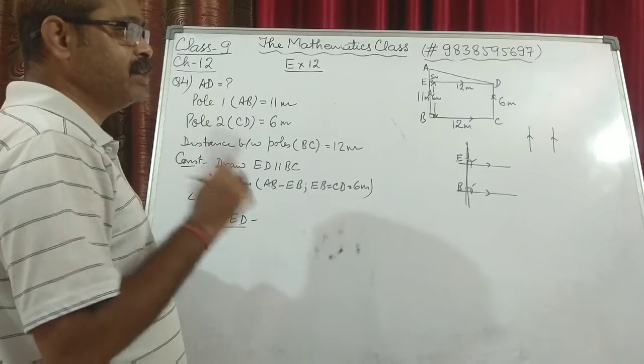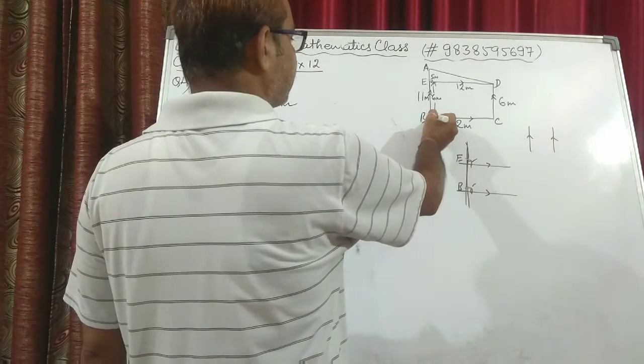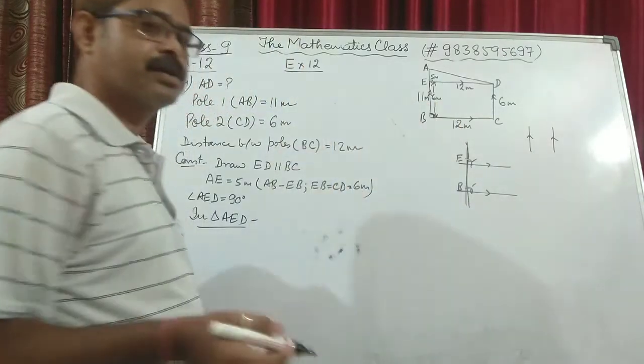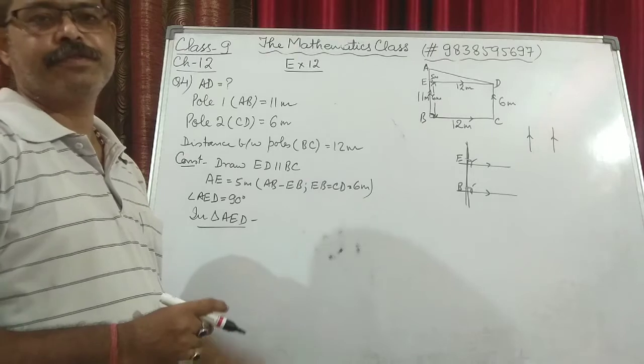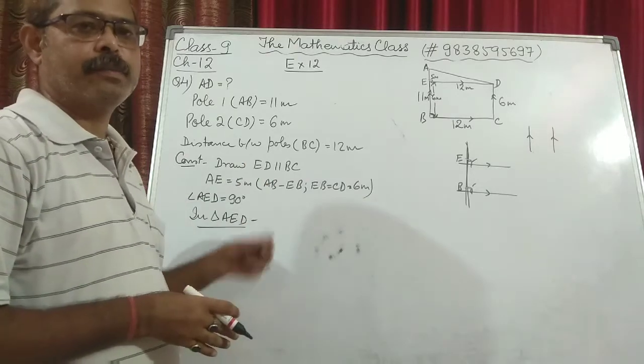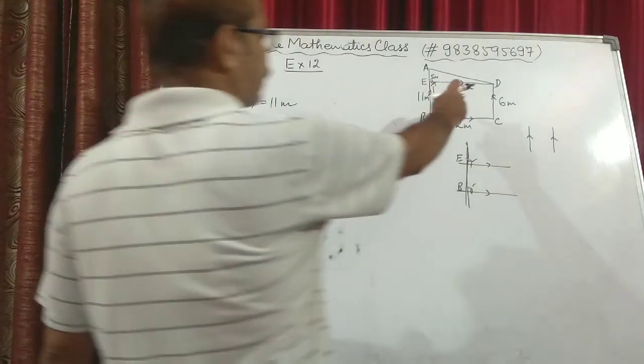If BCDE is a parallelogram with one angle 90, it means it makes a rectangle. The definition of a rectangle is: if in a parallelogram one angle is 90 degrees, then it is a rectangle. So this becomes a rectangle.